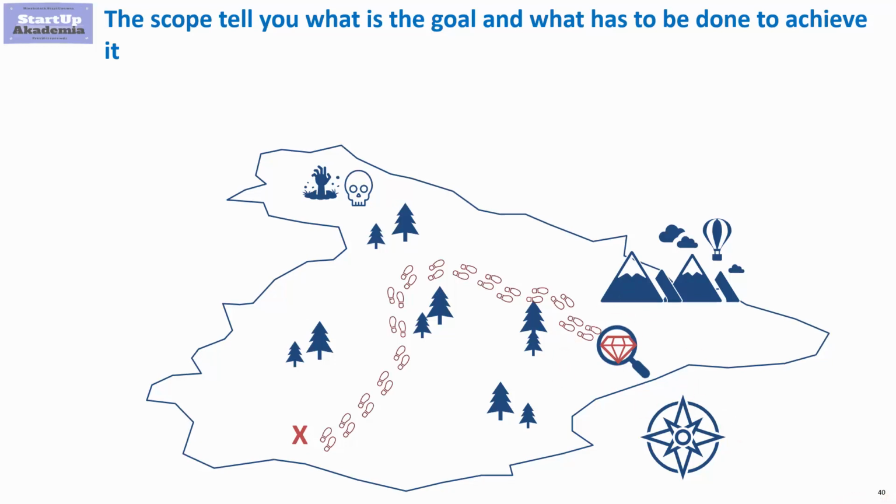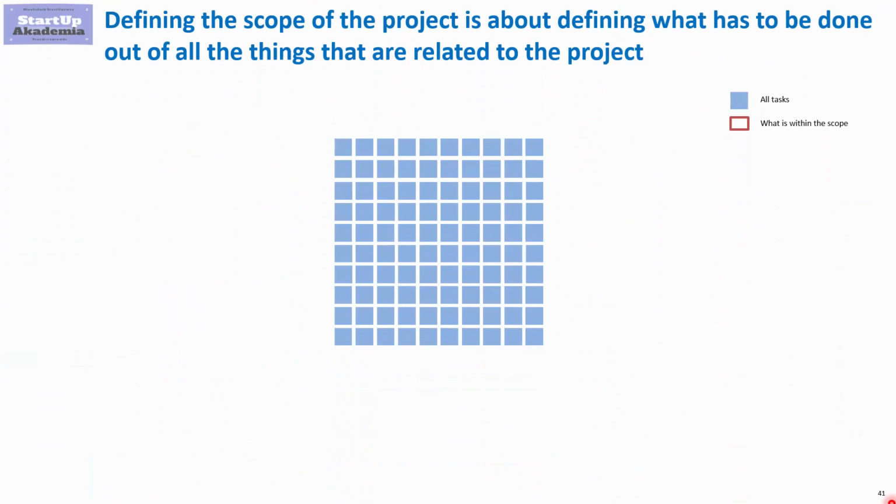The scope is created by, first of all, listing all the things that have to be done for the project to be successful. Here we list everything that is related to the project. Then we have to define which tasks have to be performed within this project. Quite often not everything we need for the success of the project will be done as a part of this project. Some things may be done by other projects or simply may be delivered by a business unit that is already taking care of that.